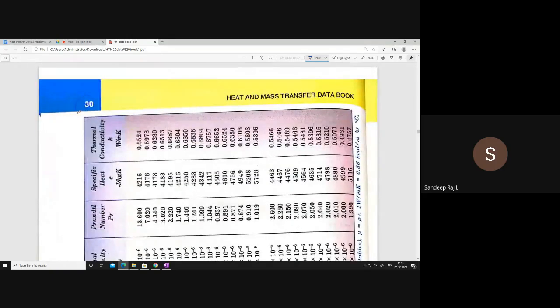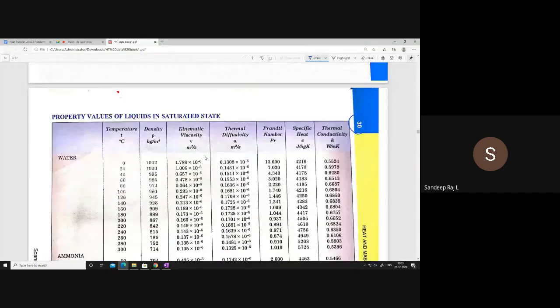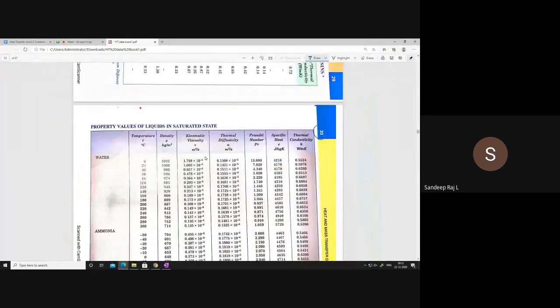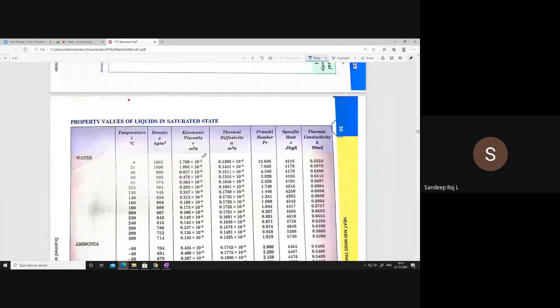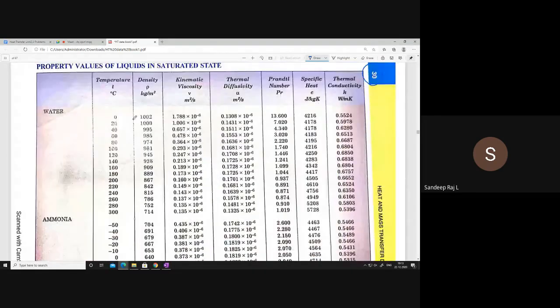Here we go. This is your page number 30. Now, here you can see all the properties of water. The properties of water here are given at what temperatures? They are given at 20 degrees centigrade and 40 degrees centigrade. You don't have the value for 33 degrees centigrade.